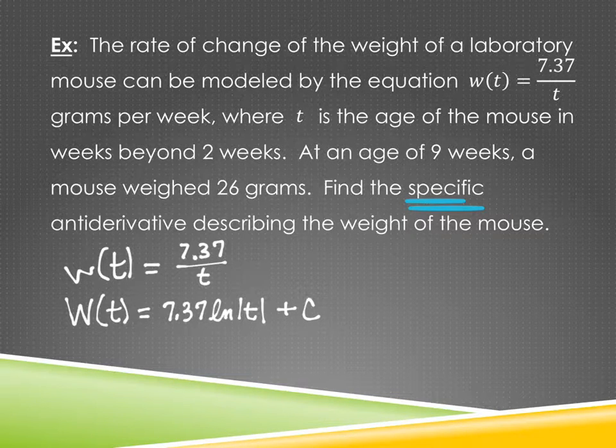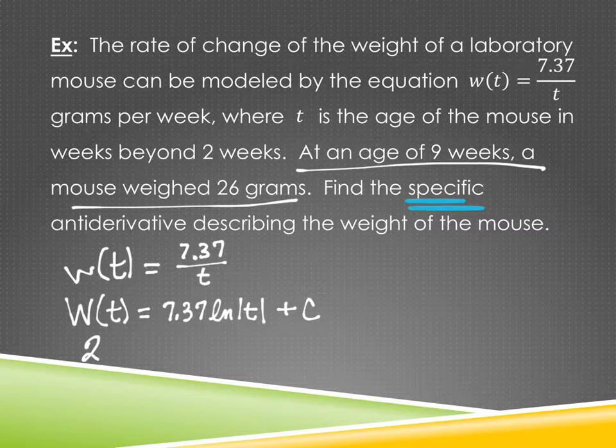All right, so I'm supposed to now find the specific antiderivative. That is, I'm supposed to figure out what is c. How am I going to do that? What other information is going to be useful to me in this particular problem? The mouse weighs 26 grams. Yeah, good. At the age of 9 weeks, the mouse weighs 26 grams. Okay, so where's the 26 going to go? On the left side, because that's the weight.